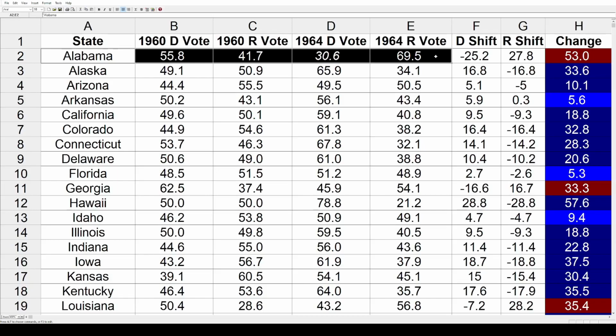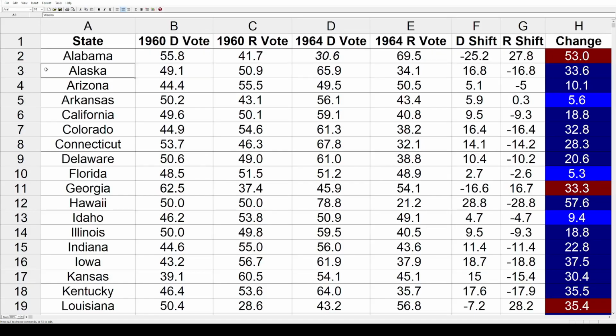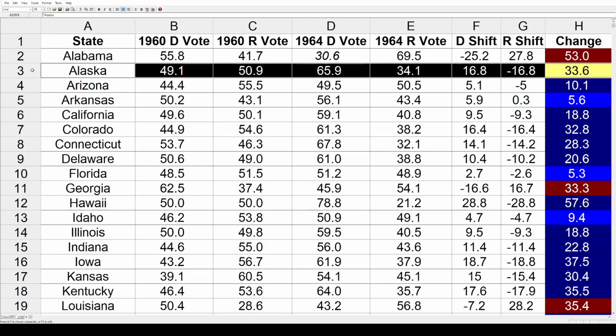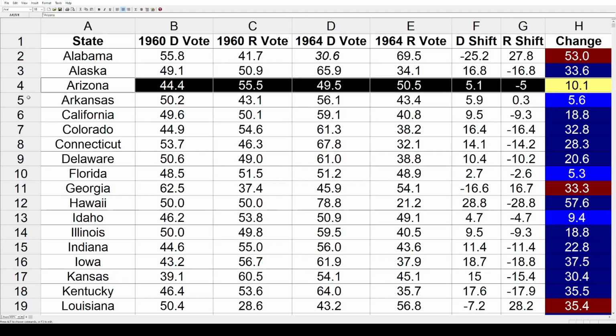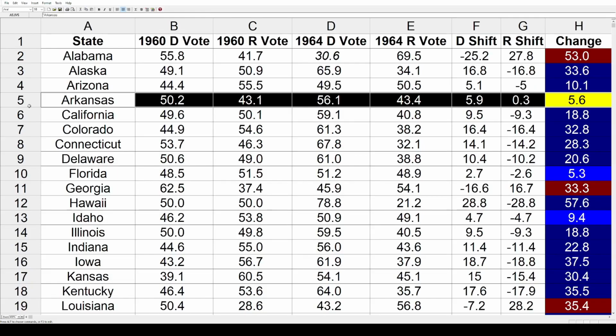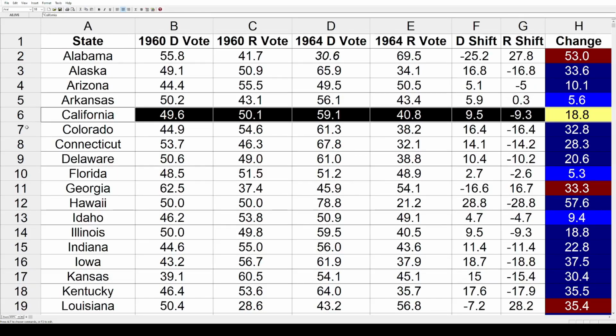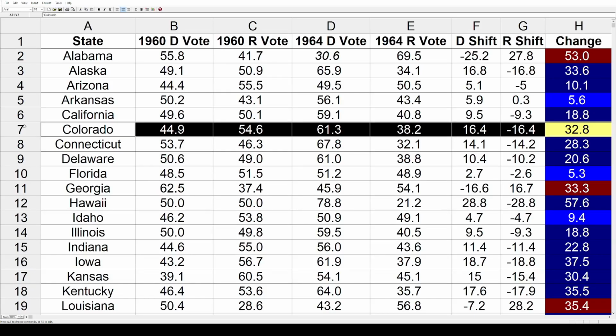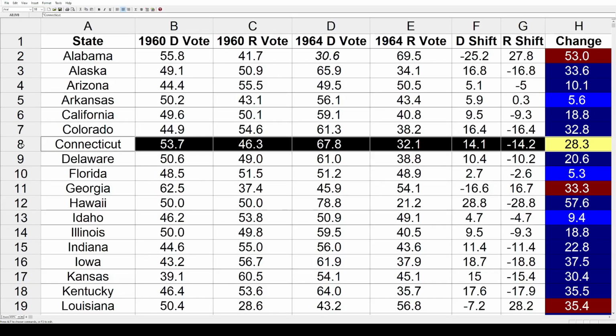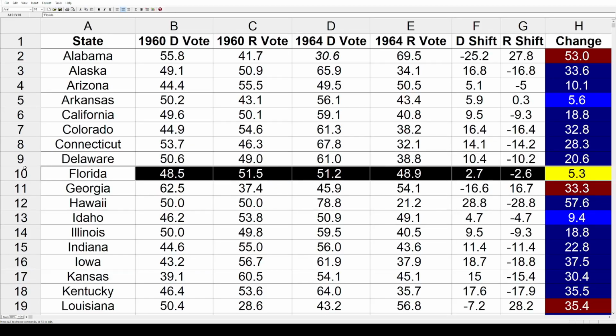So if you apply that to the sheet, that does result in a net loss of 25.2 for the Democrats and a net gain of 27.8 for the Republicans, a total net shift of 53% away from the Democrats and toward the Republicans. A little confusing, I understand, but let's quickly go through the rest of these states. Most of these are toward the Democrats unless otherwise noted. So Alaska, that had a huge Democratic shift of 33.6. Arizona, smaller shift there of 10.1. Arkansas, even smaller by 5.6. California, up to 18.8. Colorado, stronger still toward the Democrats by 32.8. Connecticut, 28.3. Delaware, 20.6. And Florida, a smaller 5.3.